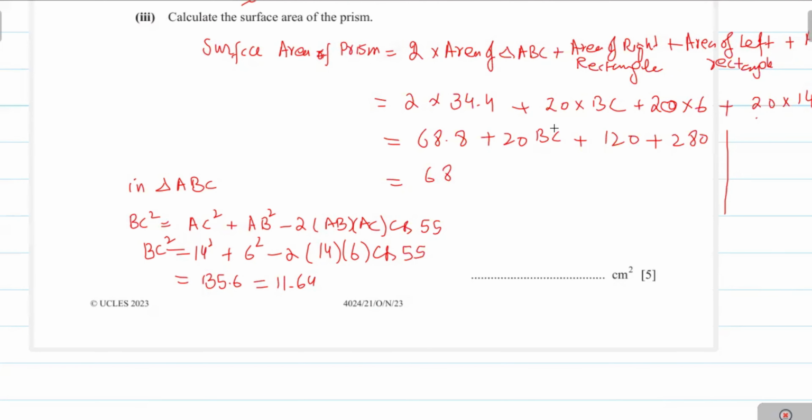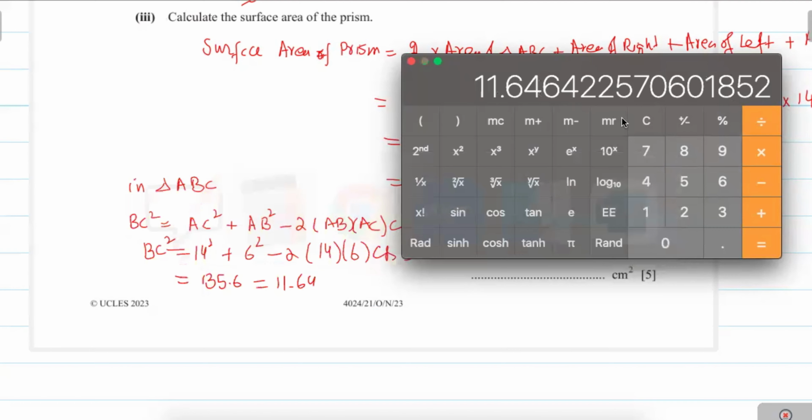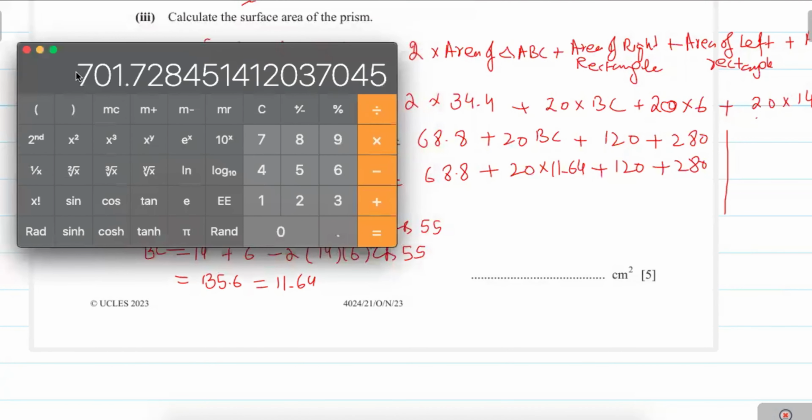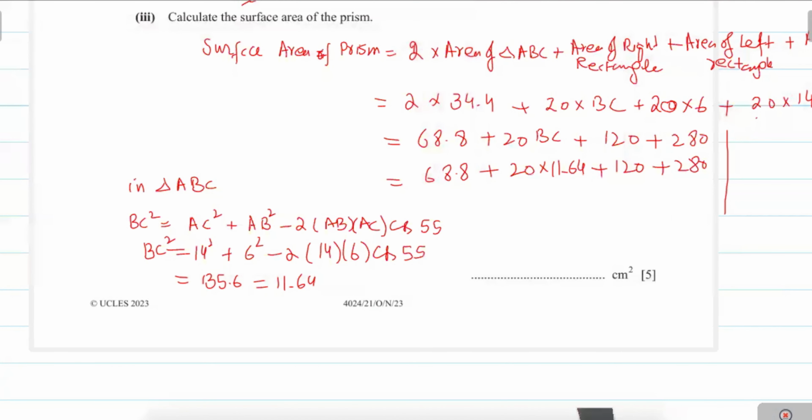We write the value of BC here in this equation: 68.8 plus 20 into 11.64 plus 120 plus 280. Now we add all these values and this will be equal to 701.7 centimeters square, which is the area of the prism.